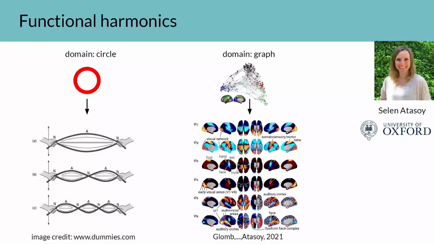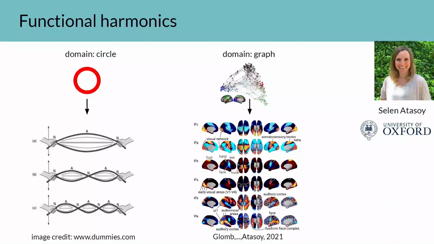I don't have time to go into details of the mathematical stuff about functional harmonics, but just imagine we're working with a brain graph where each node is a brain region and the connections are, in this case, functional connectivity, so correlations. And this is a really strange domain on which we want to analyze our data. But in the end, it's just a domain, just like when we analyze the usual 1D continuous signals. In that case, the domain is a circle.